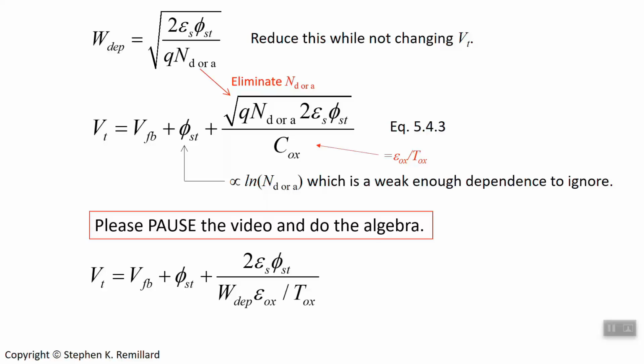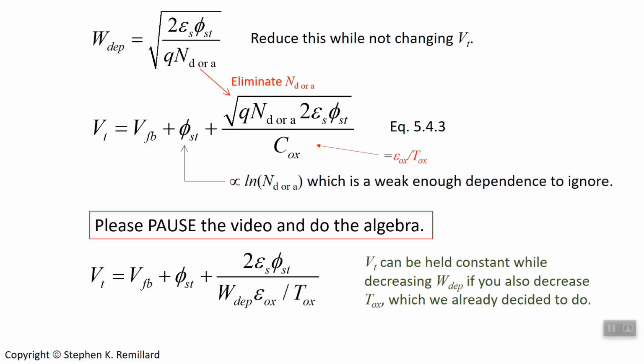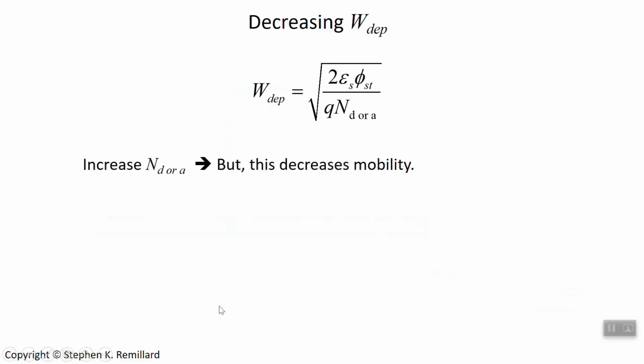And we look at this expression and think, okay, what can we do to maintain threshold voltage while reducing the depletion width? If you reduce the depletion width, the threshold voltage goes up. You want to maintain the threshold voltage. But if you reduce the depletion width at the same time that you reduce the oxide thickness, and at the same rate, then you can maintain the same threshold voltage. And that's exactly what we'll propose doing. Whatever the depletion width changes by, the oxide thickness has to change by the same thing so that the ratio stays constant. That's the design goal.